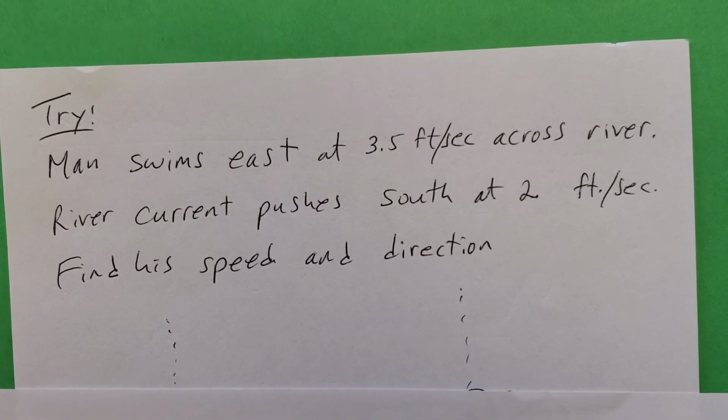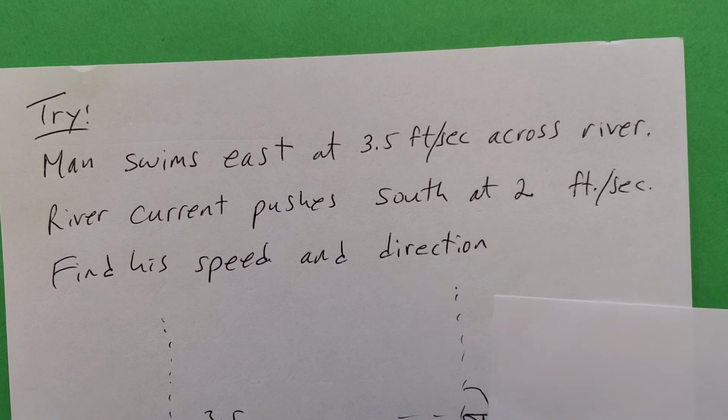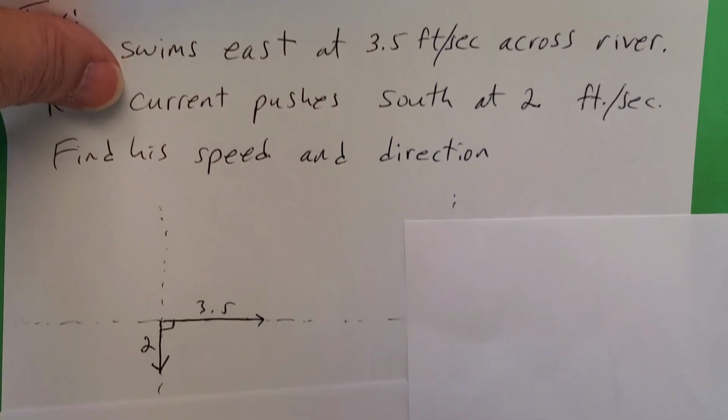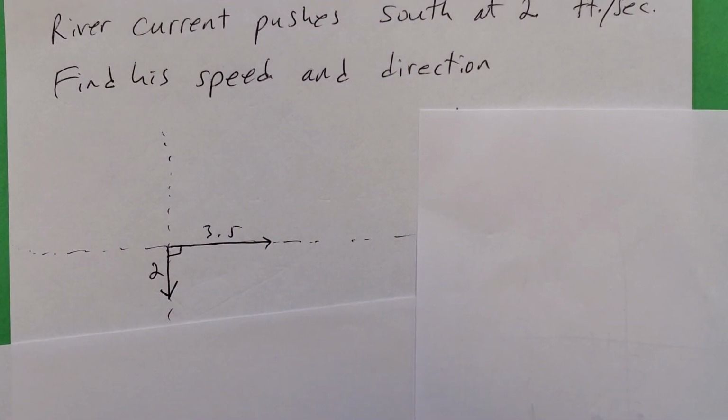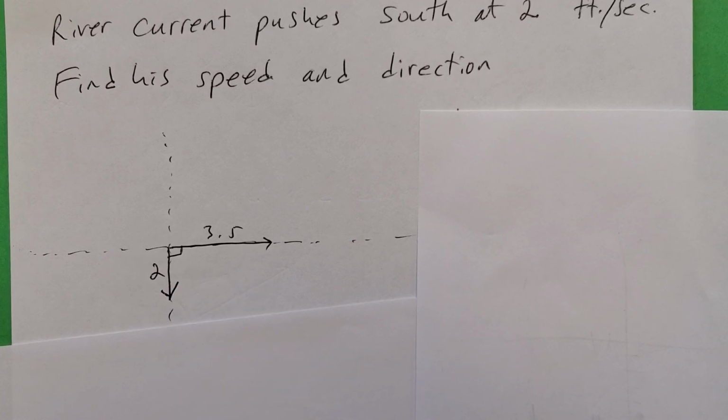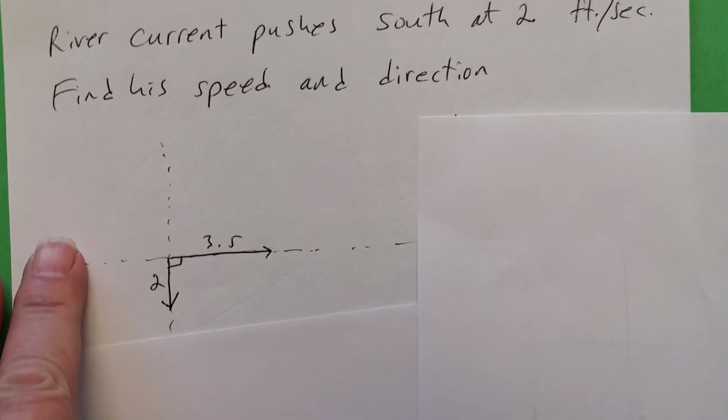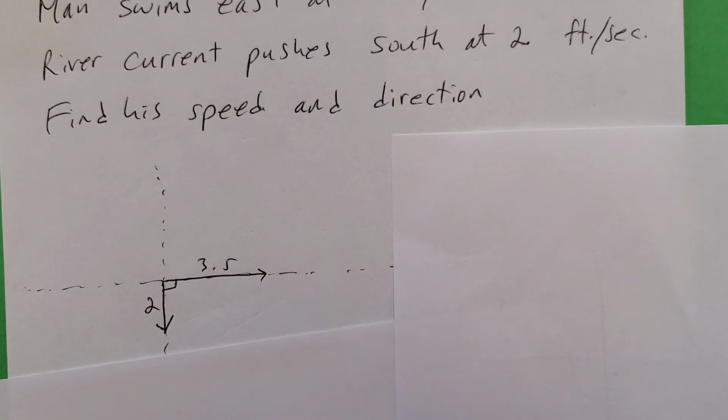Okay, so wouldn't this be, hey, I see a right triangle. Wouldn't this be the vectors that represent the situation? Okay, do your best.